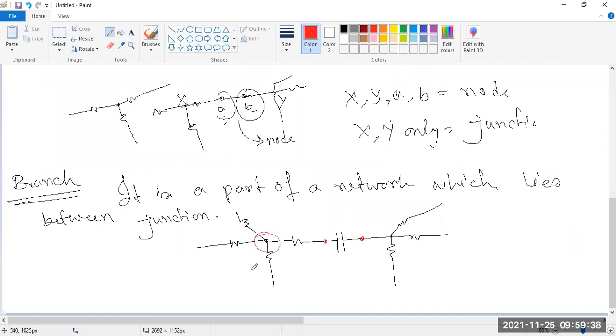Look, this is a junction. This is a junction, but you can say this is not a junction, because more than two is not here, and you will say this is a branch. This is node A, node B. So here two elements are joined. So these limbs are called a branch.